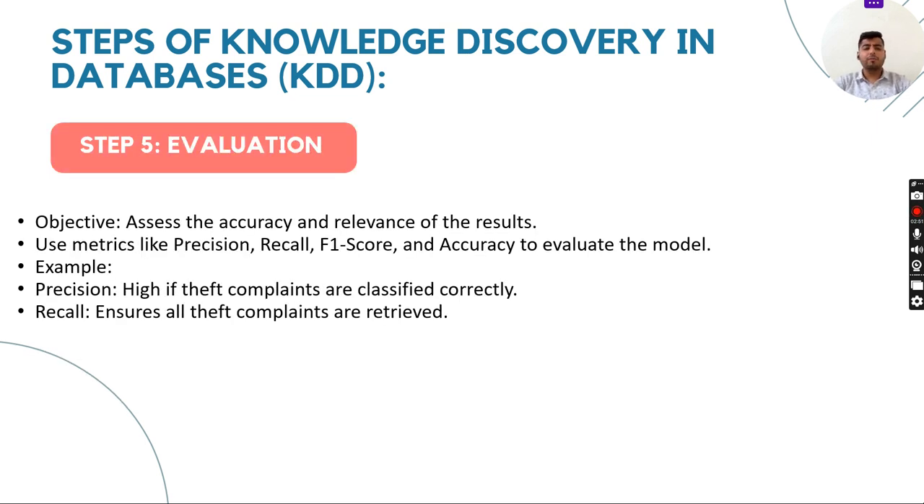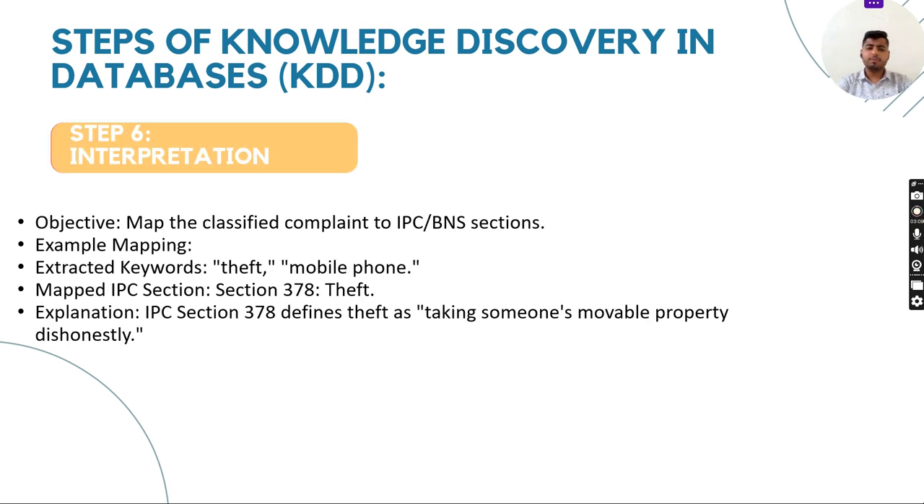Step 5, evaluation. Objective: assess the accuracy and the relevance of the result. Use metrics like precision, recall, F1, and accuracy to evaluate this model. Example: precision is high if theft complaints are classified correctly, and recall ensures all theft complaints are retrieved.